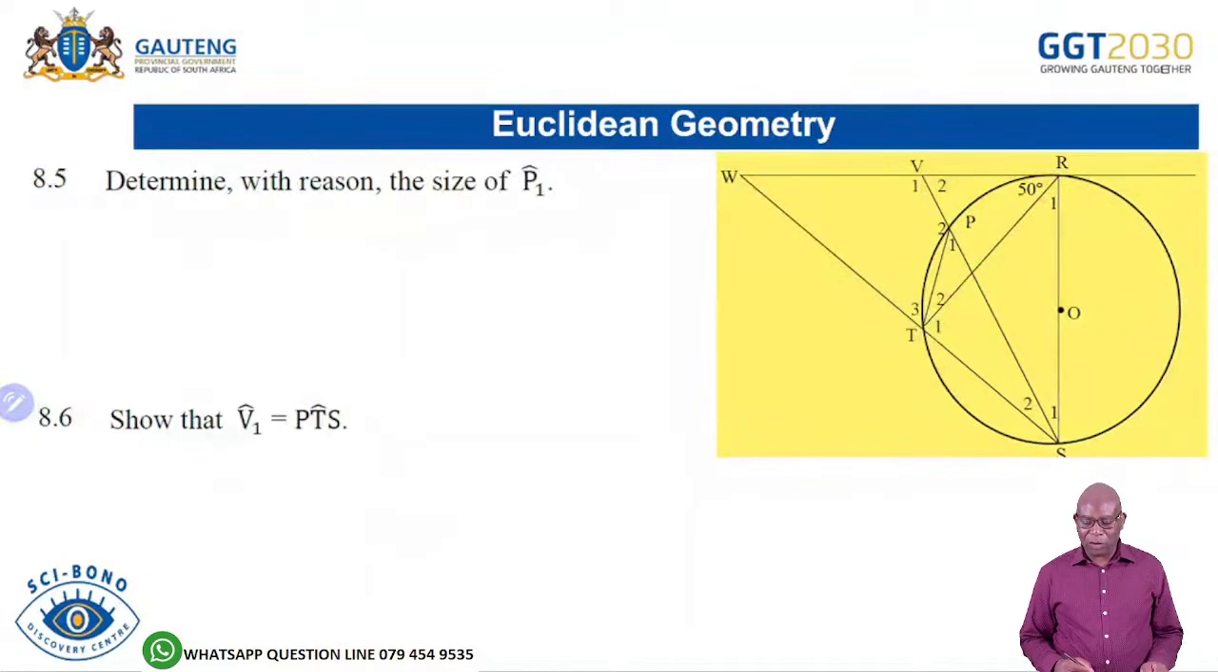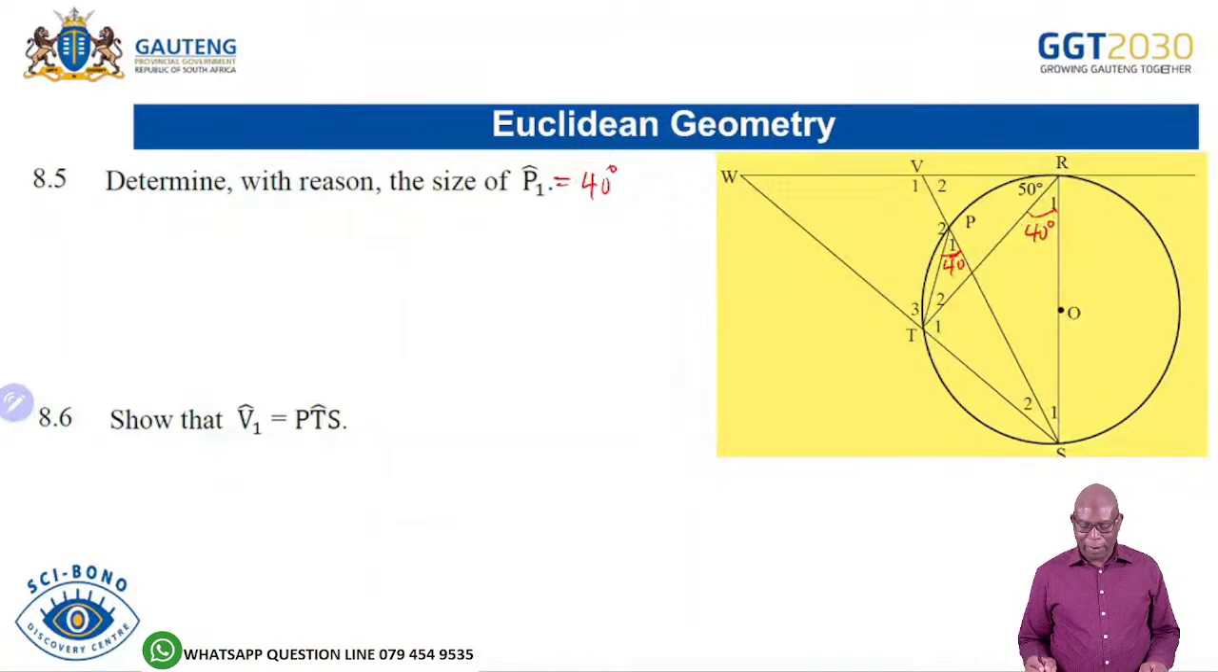Determine with reason the size of P1. I think we got P1 somewhere. P1 we said it's 40 degrees because that angle there is 40. So P1 will be equals to 40 degrees. And the reason there will be angles in the same segment. Okay. Show that V1 is equals to PTS.